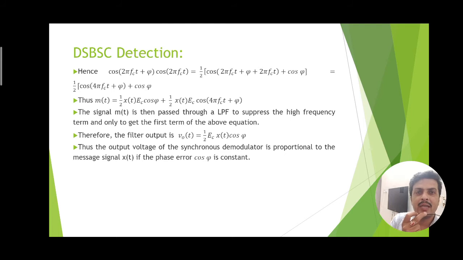In DSB-SC detection, as we have discussed, the locally generated carrier signal is multiplied with the incoming modulated carrier, where phi is the amount of phase present. That is, there is a phase difference in the local carrier with reference to the carrier present in the modulated signal. We get the cos phi component. This cos phi component has to be scaled to 1, or reduced to a negligible value, so that the output will be proportional to the message signal. Here x(t) is the message signal, so v0(t) will be proportional to the message signal, and almost equal to it if the other associated factors are removed.